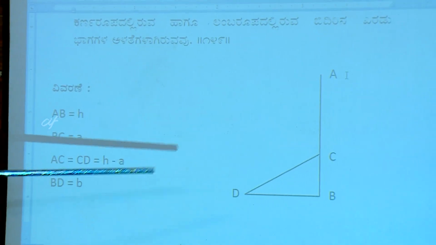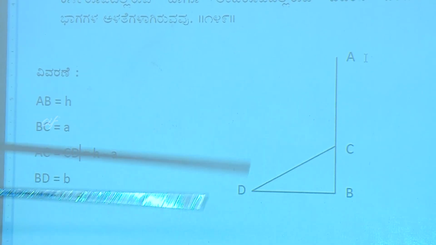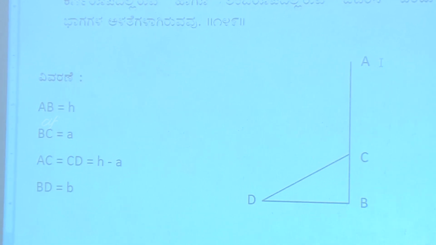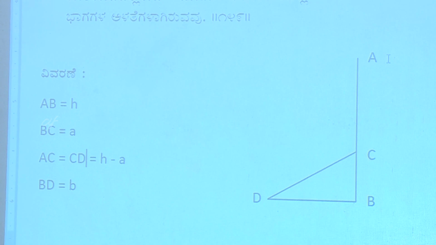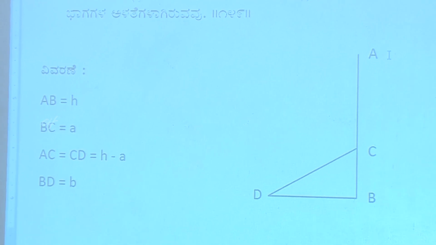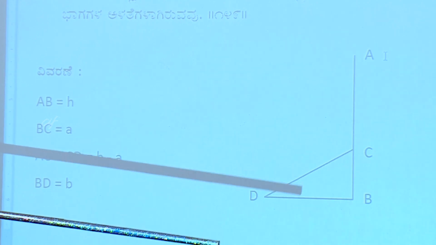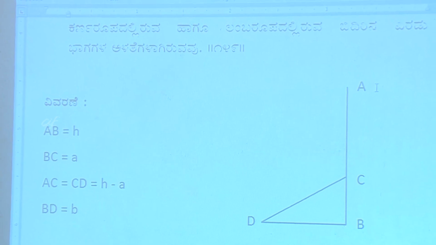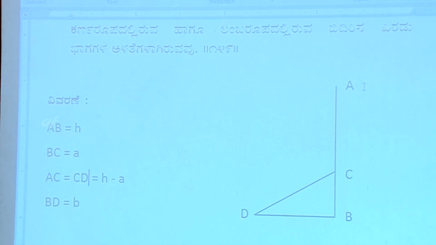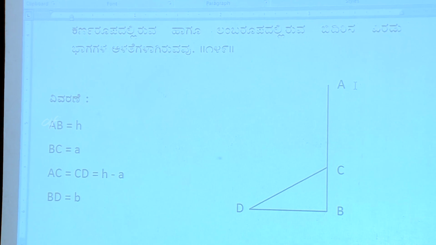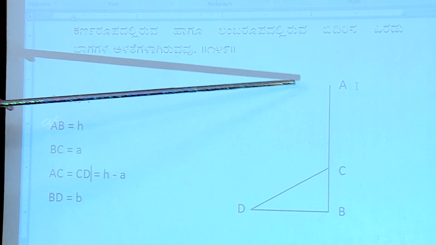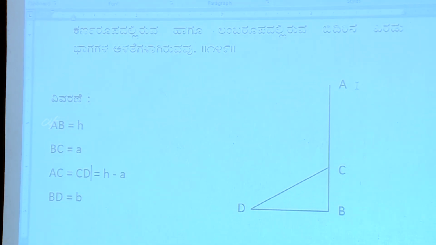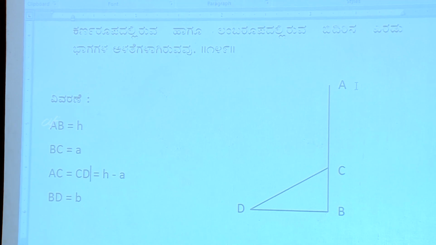Now, if AB is given, AB is Vamsha. AB is Vamsha means a bamboo, in the form of a pole. The pole breaks at the point C. The two pieces are straight. Now this A touches here. Let the point D be the tip of the pole A touching the ground.